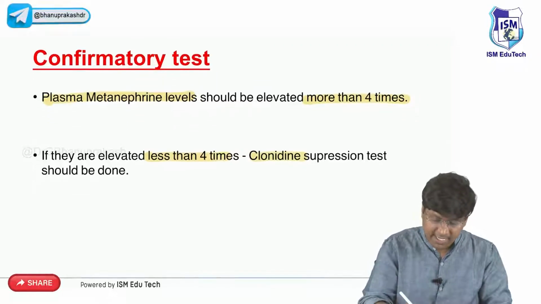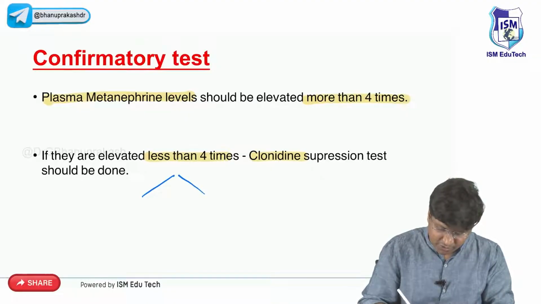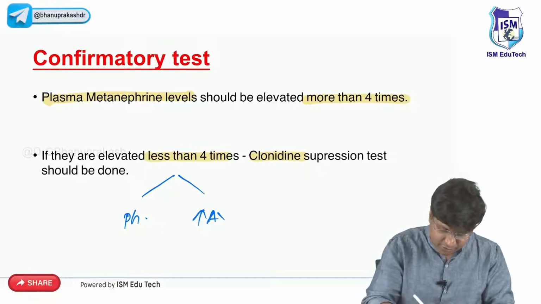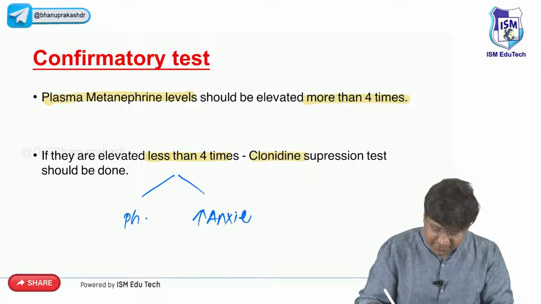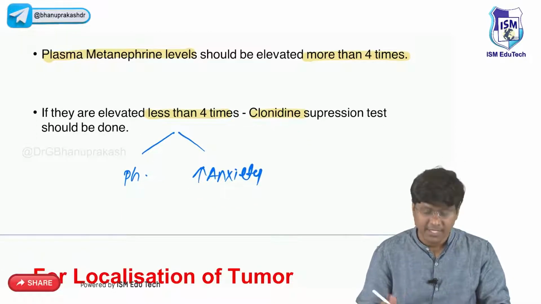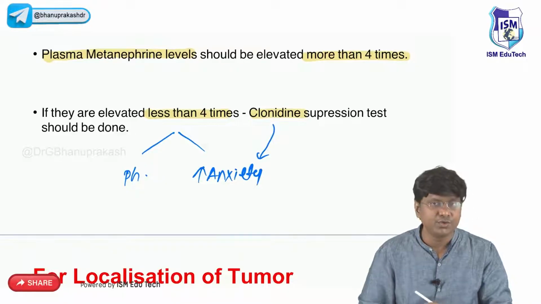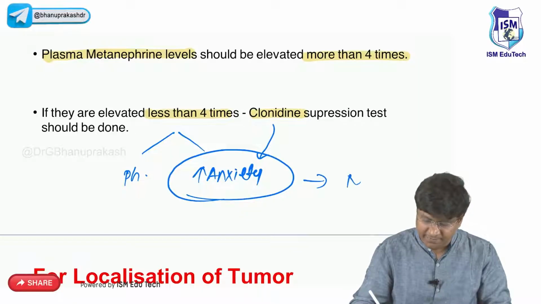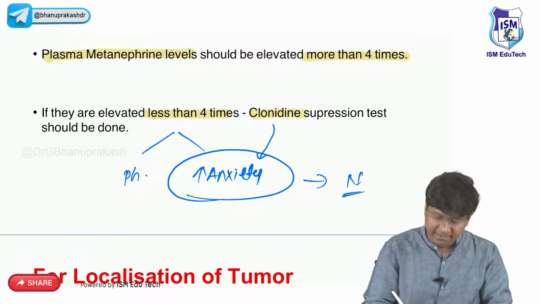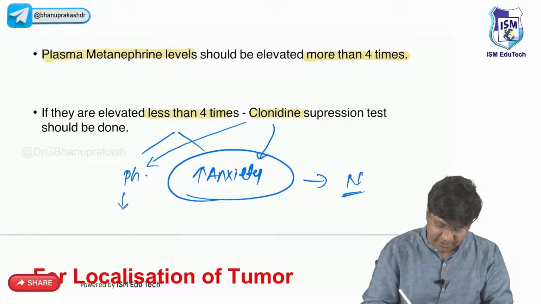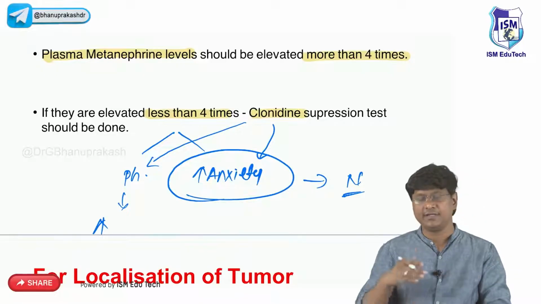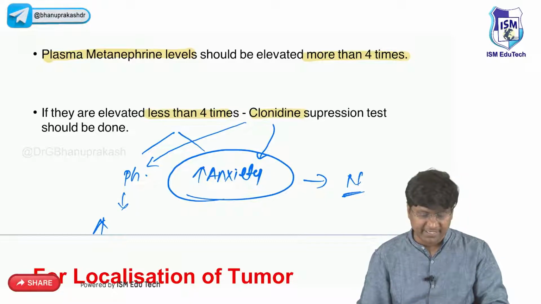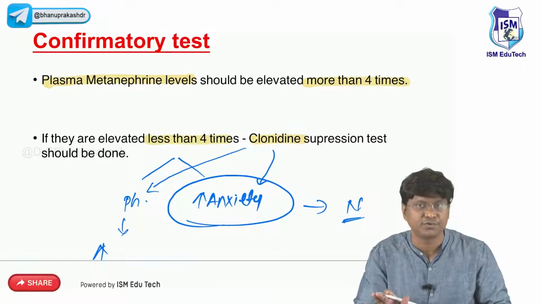Why? Because with less than 4 times elevation, it could be because of pheochromocytoma, or it could be because of increased anxiety, which causes excessive sympathetic outflow. When you give clonidine to a patient with increased anxiety, the epinephrine and norepinephrine will become normalized. But in patients with pheochromocytoma, even in spite of giving clonidine, the epinephrine and norepinephrine will still be on the higher side. So that will be the confirmatory test in patients with pheochromocytoma.